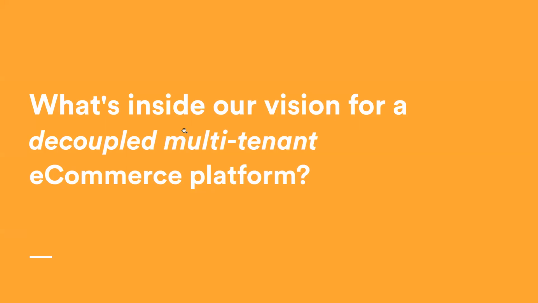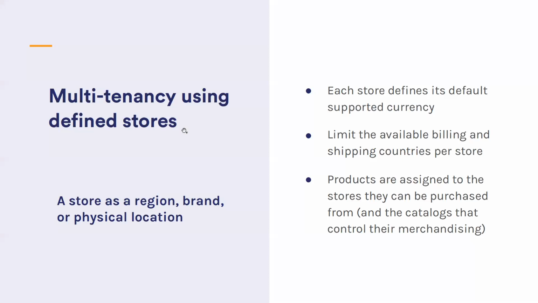So taking that, what is our vision for a decoupled multi-tenant e-commerce platform? Because that's been the trend here. The decoupling becomes more apparent as a need when you have multiple stores or brands within one site. And when you have the stores, and a reminder, a store could be a region, brand, or physical location. We have one client with 120 stores, and those are just physical locations in the United States.